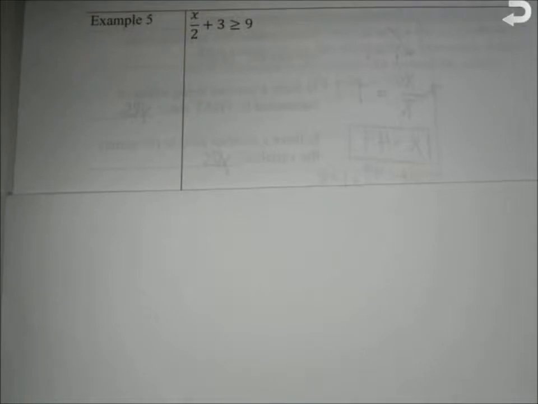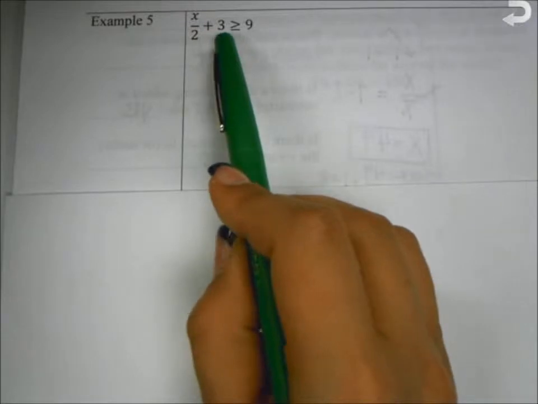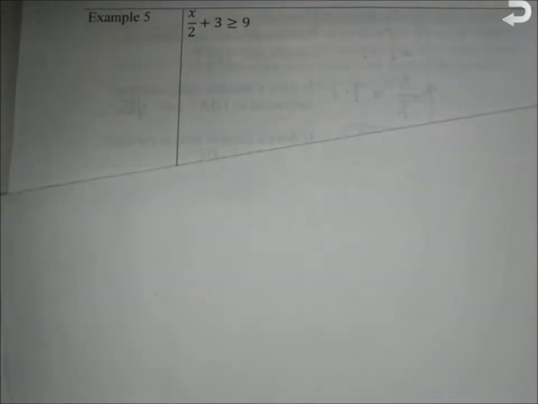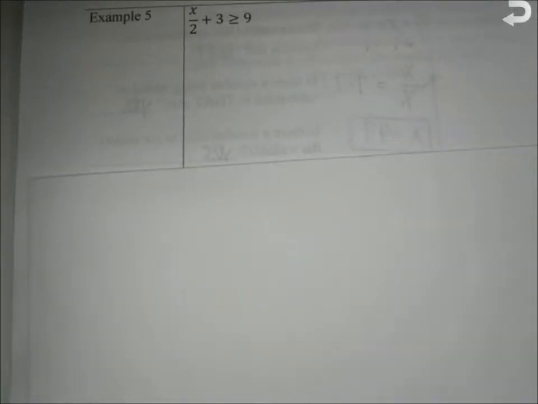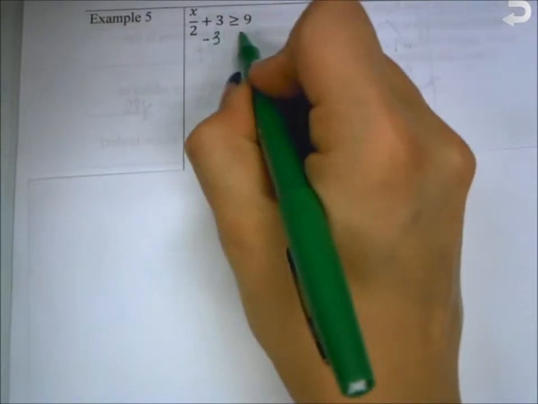Greater than 9. I want you to try this one by yourself. Okay, so what is my very first step? Who's in 36? Good. I subtract 3 from both sides. Everybody, positive 3 minus 3 is 0.